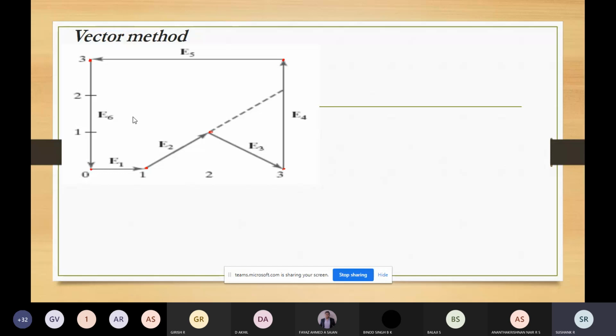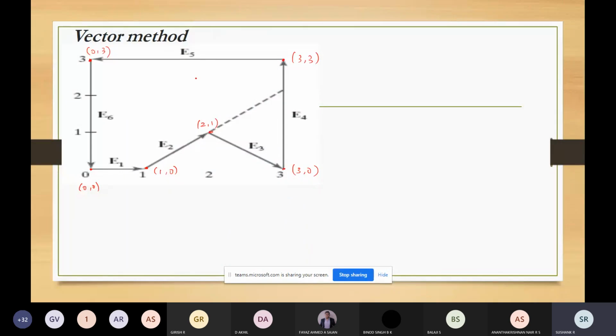So first we'll start with the vector method. The first thing is we should form the edges. In this diagram the edges are already formed, but each vertex is given by coordinate positions. For example, this is 0 comma 0, this is 1 comma 0, this is x-axis 2, y-axis 1, this one is 3 comma 0, this is 3 comma 3, and this is 0 comma 3. I'm writing these vertices so that it is easy for you to understand.